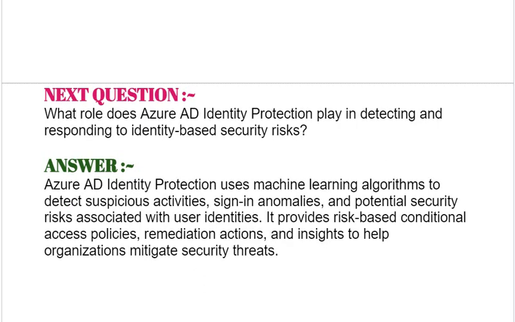Our next interview question is: what role does Azure AD Identity Protection play in detecting and responding to identity-based security risks? Your answer should be: Azure AD Identity Protection uses machine learning algorithms to detect suspicious activities, sign-in anomalies, and potential security risks associated with user identities. It provides risk-based conditional access policies, remediation actions, and insights to help organizations mitigate security threats.